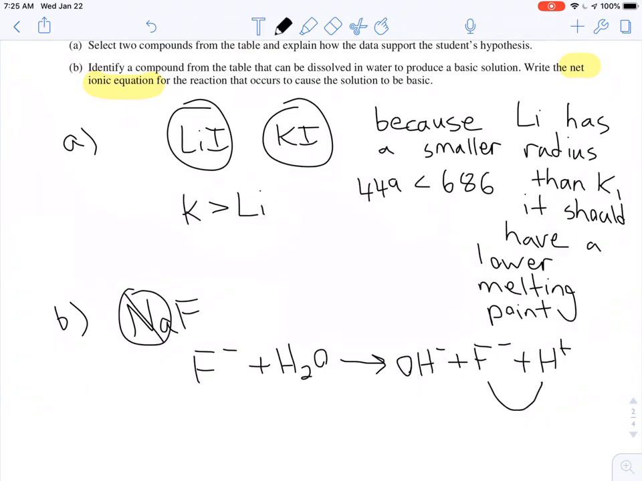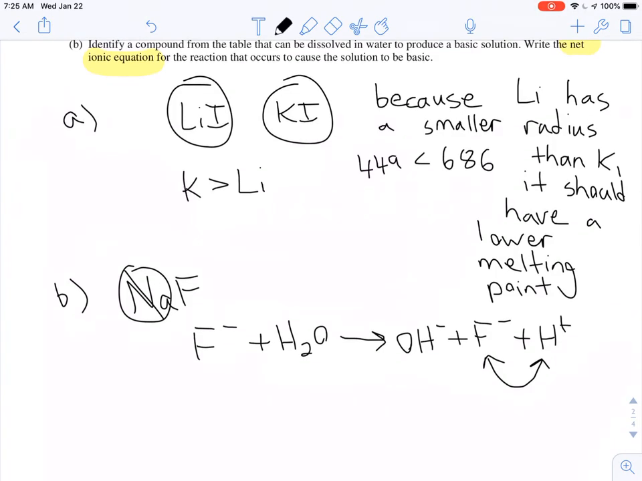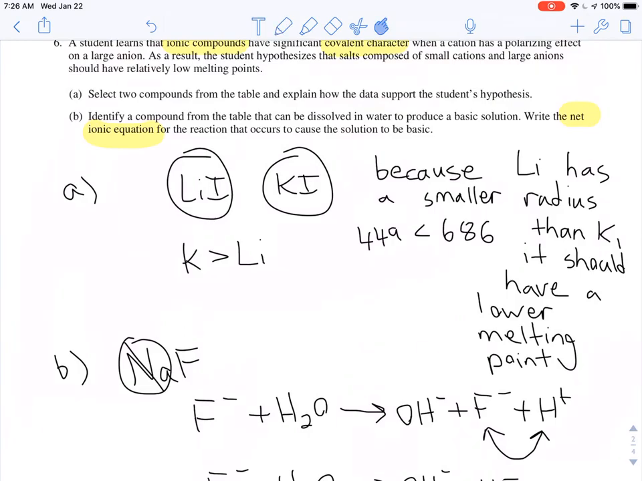So now we can see that the H plus and the F minus are going to form a compound between the attraction of the opposite forces. So our final reaction is going to look like F minus plus H2O yields OH minus plus hydrogen fluoride. And that about sums it up for the question.